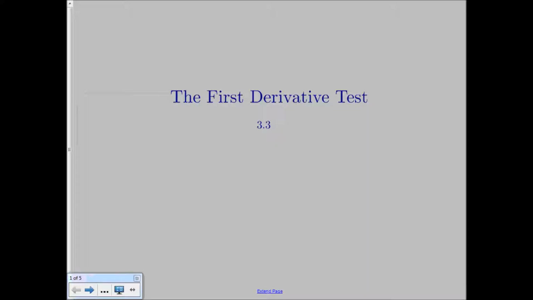Hello. So today what we're going to be talking about is something called the first derivative test. Last time we talked about how to find where functions are increasing and decreasing using the first derivative, and now we're going to learn a way to use that information to find where extremas are.